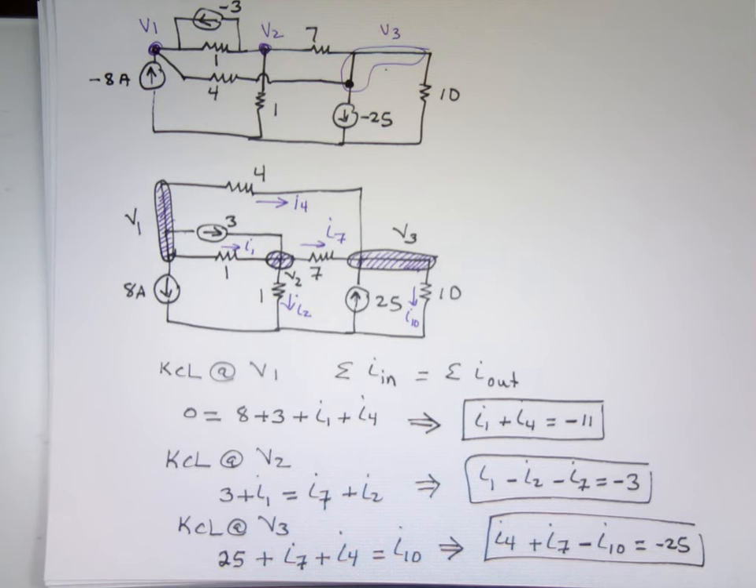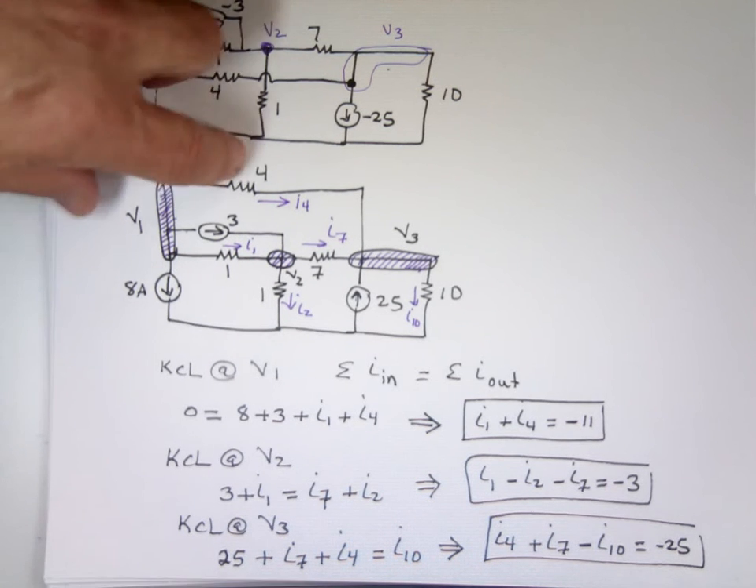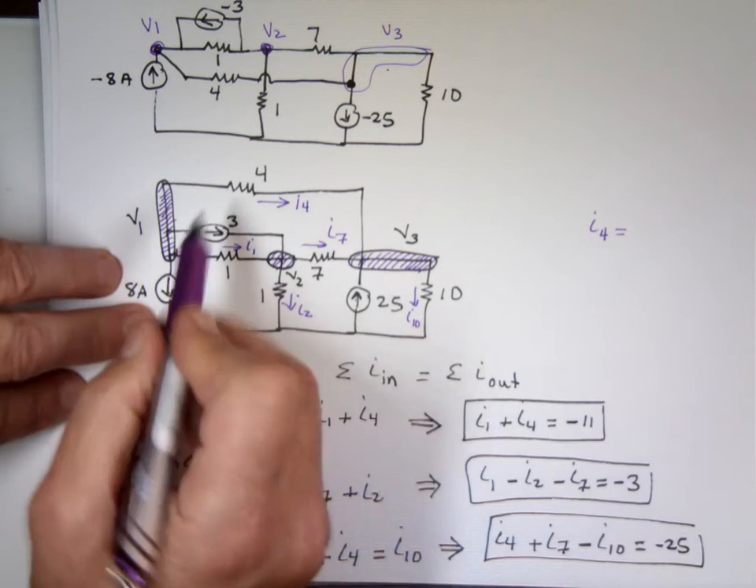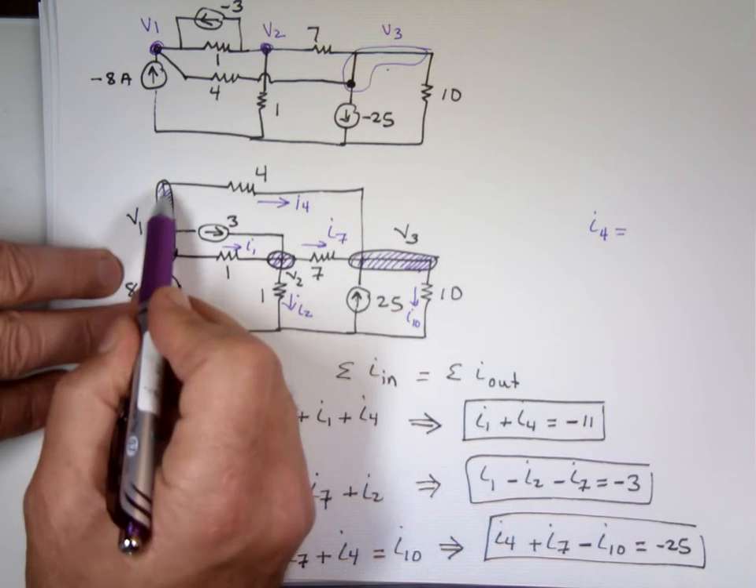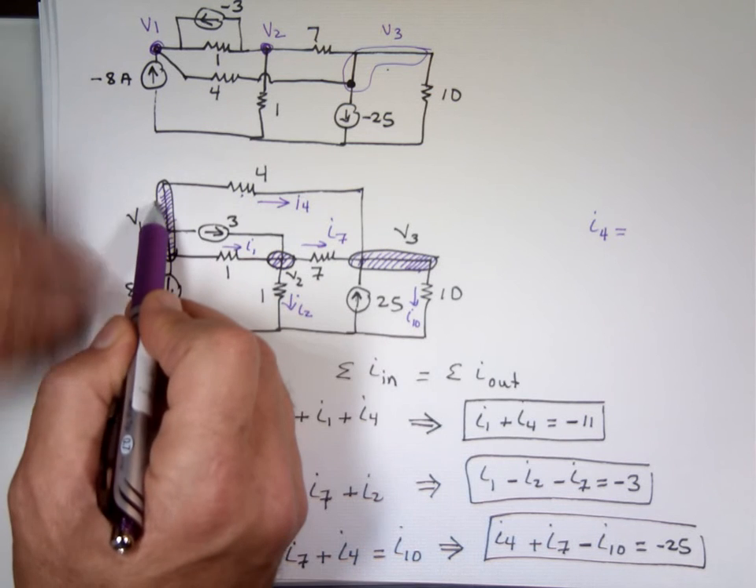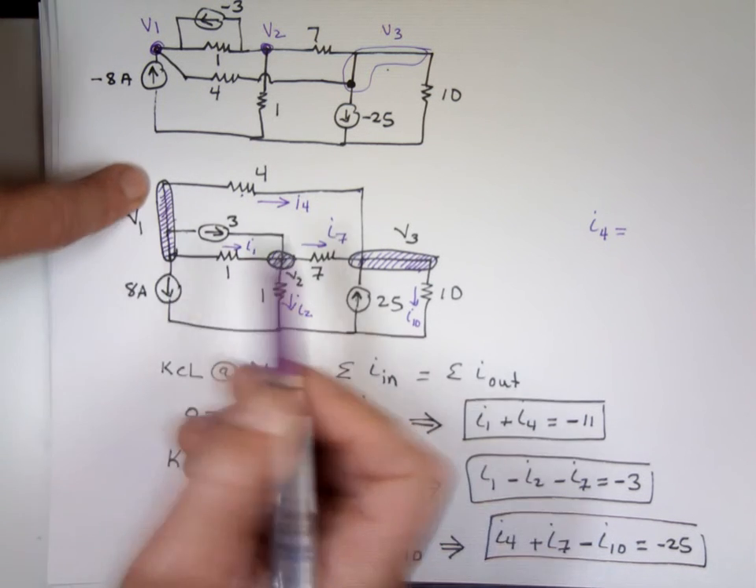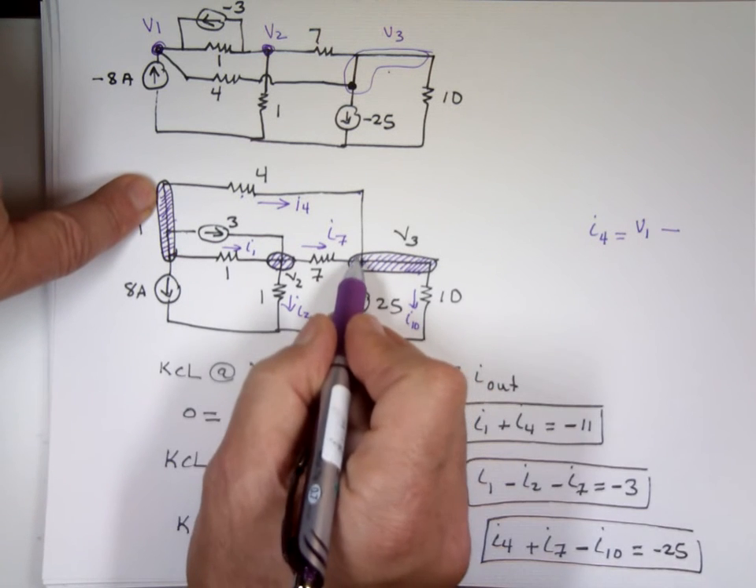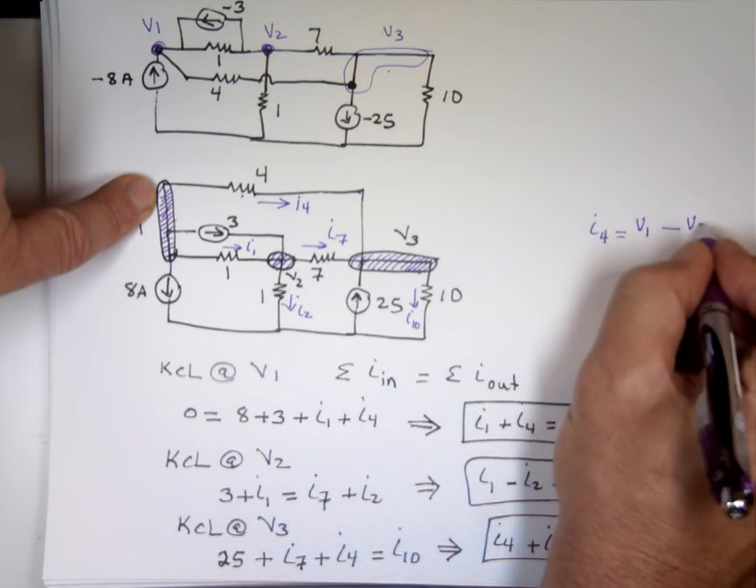Let me begin with the top, I sub 4. Notice I sub 4 is the current going this way. So it's this voltage minus that voltage divided by 4. What's this voltage? V1. What's this voltage? V3 divided by 4.